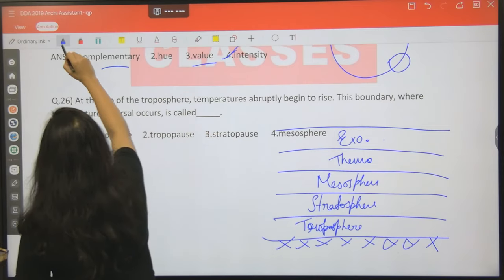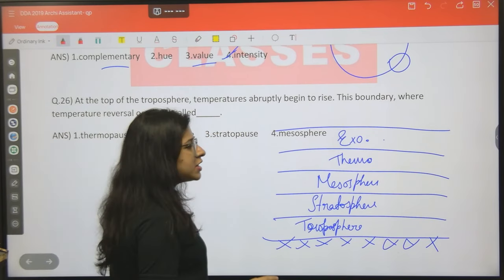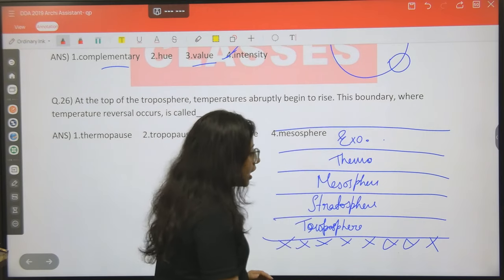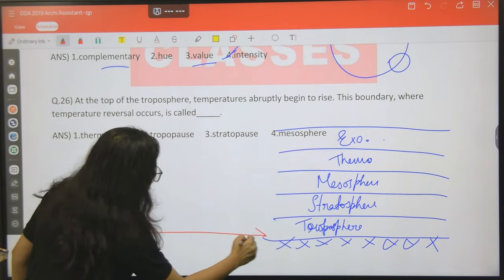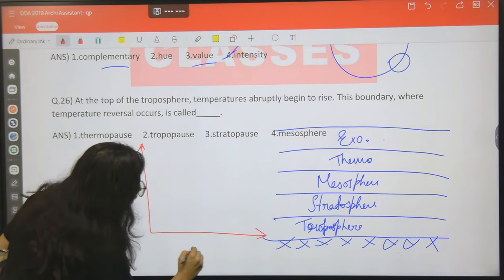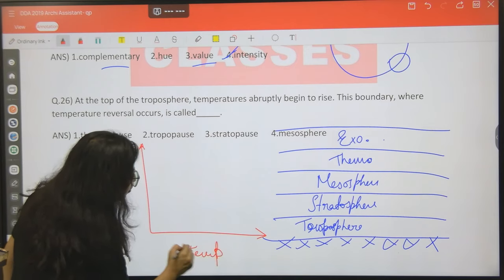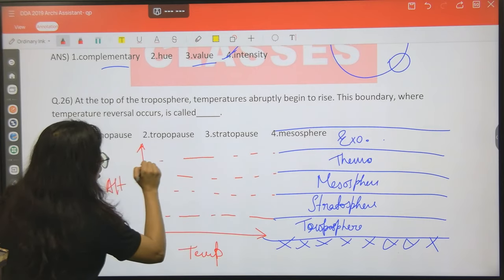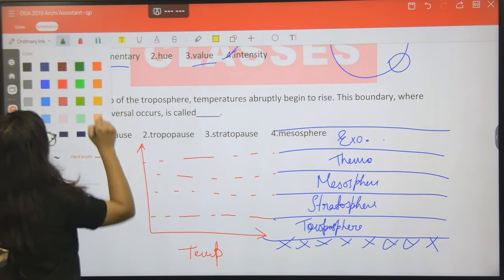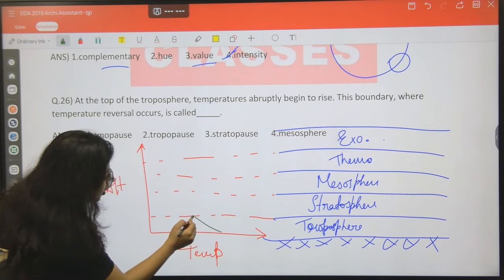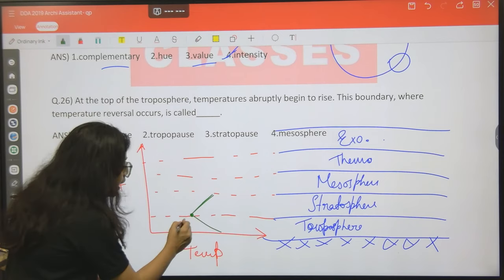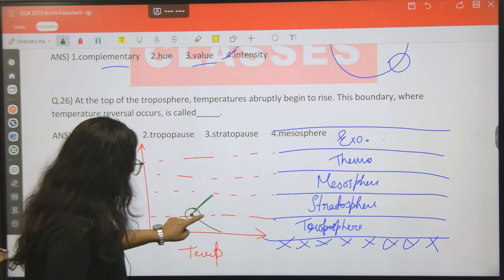Now there is a phenomenon called temperature inversion. Generally, as the altitude keeps on increasing, the temperature decreases. If I draw a graph of altitude and temperature, with these being the different boundaries, then we know that as we keep on moving higher, the temperature keeps on decreasing. But at a particular point, the temperature completely inverts. That means after that point, the temperature keeps on increasing. It is through this point that we come to know that there is some kind of change in layer.